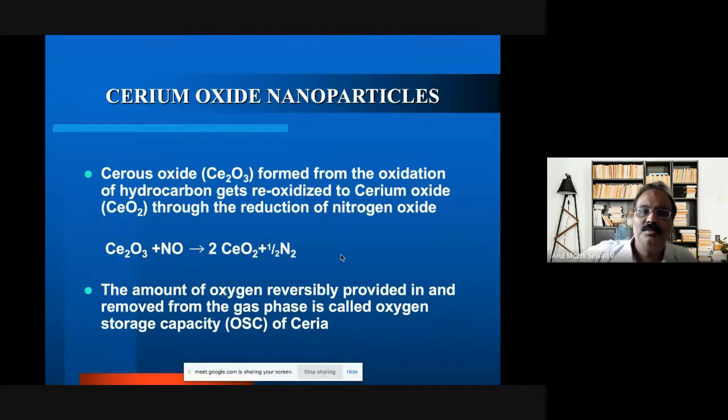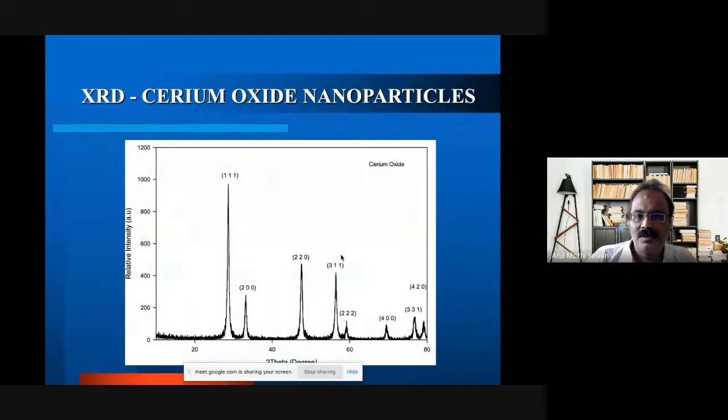The Ce2O3 formed from the oxidation of hydrocarbon gets reoxidized to cerium oxide through reduction of nitrogen oxide. So now you will be getting back your cerium oxide. This is a major advantage you get with the use of cerium oxide. Then the amount of oxygen reversibly provided to and removed from the gas phase is called the oxygen storage capacity, the OSC of the cerium. So it's a major advantage.